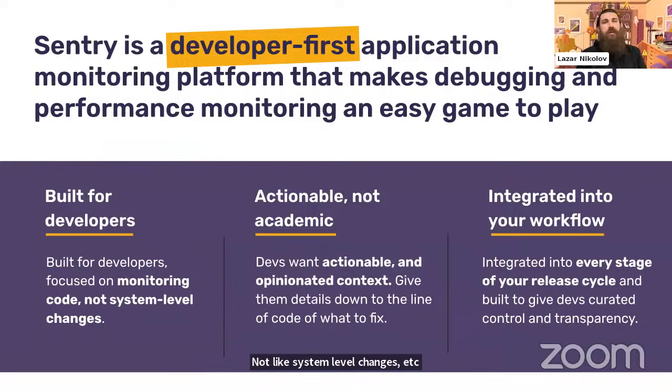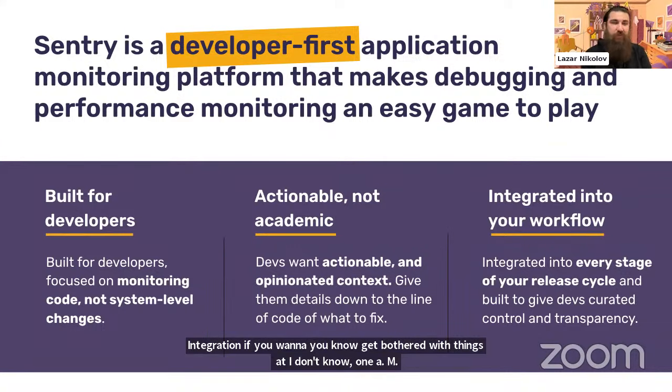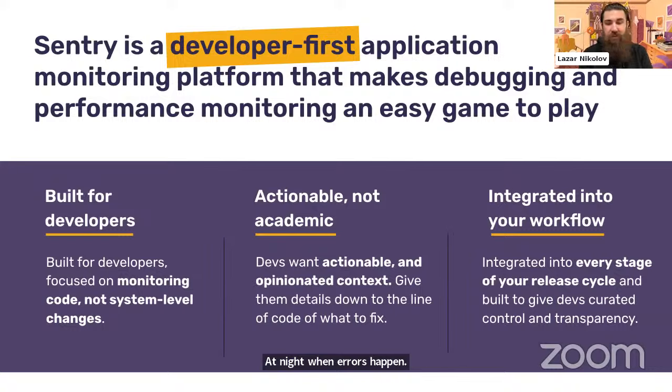It's actionable, right? It's not academic. It's actionable, meaning it tells you what you need to do rather than here's all the data that I captured. So we want actionable and opinionated context. And then, of course, it's integrated in your workflow, in all of your apps. There's a Slack integration if you want to get bothered with things at, I don't know, 1 a.m. at night when errors happen, or Jira to fill up your backlog for every error, etc.